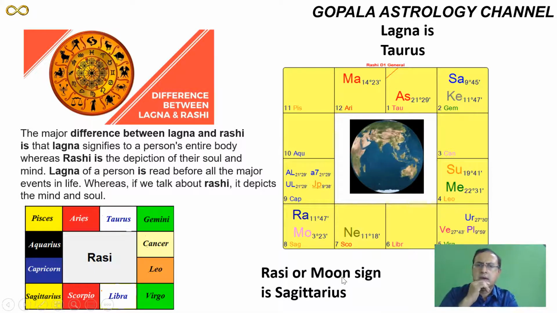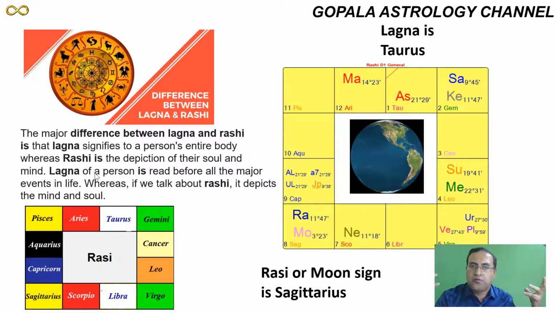Now, at what point of time I'm going to use Rashi? At what point of time I'm going to use Lagna? So, what is the main difference? Both are very important. Sometimes we call moon sign as Indu Lagna also. That is the moon ascendant also. There is a difference. So, what is the difference here? So, Lagna is applicable to the entire body, whereas the Rashi is mainly applicable to the mind, the thought process that we have all the time.